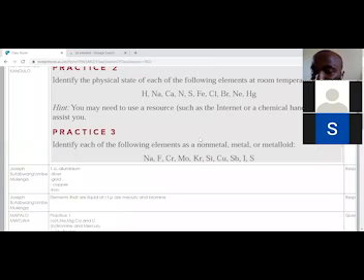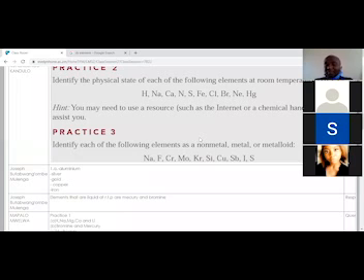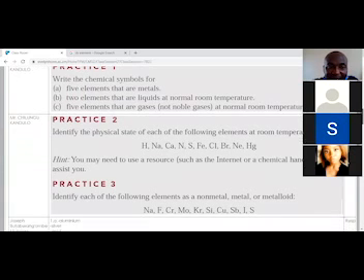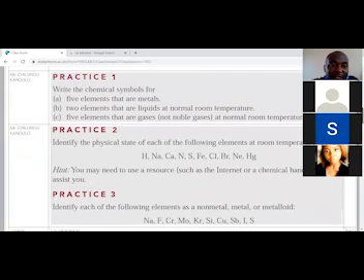So now that's the thing. Any questions? Sir, yes, ma'am. The way question 1 is, should all the answers just be the state symbols, or why? No. In the practice one, you just write the symbols of the elements. If you put the name, then you fail. The question says write the chemical symbols for.